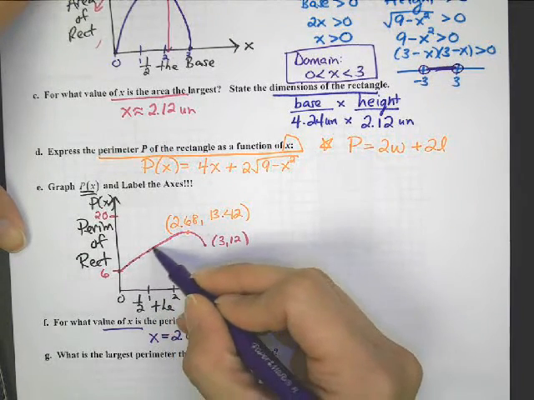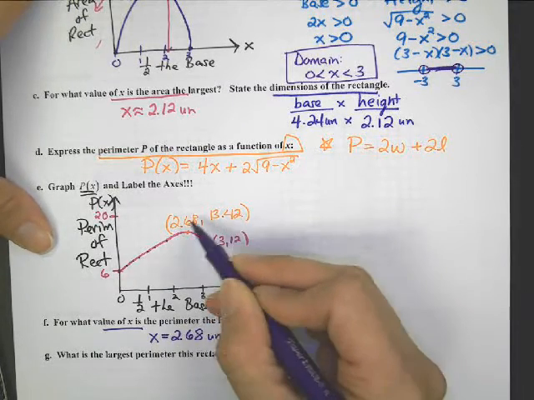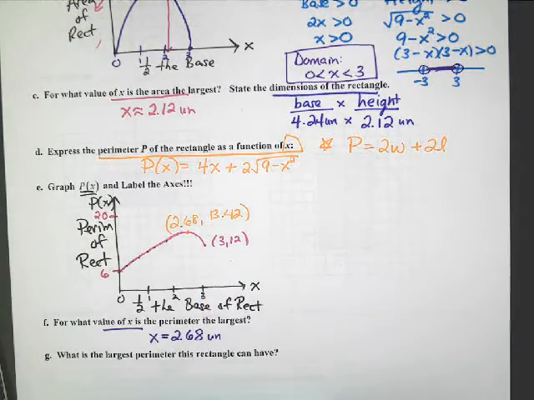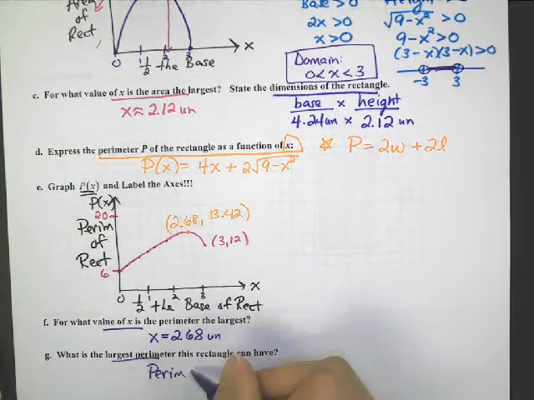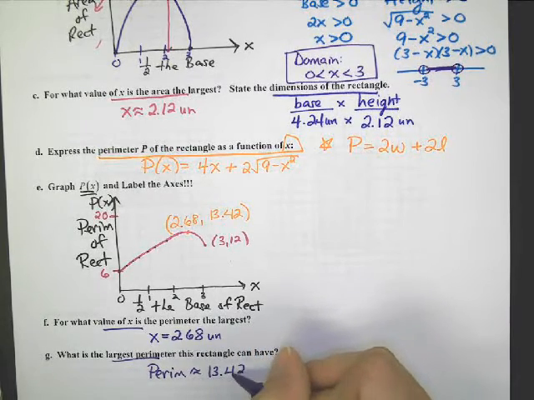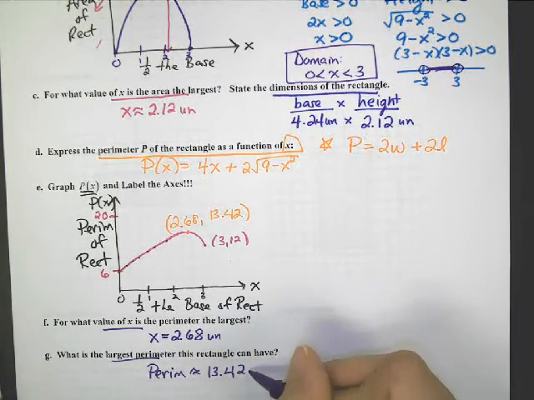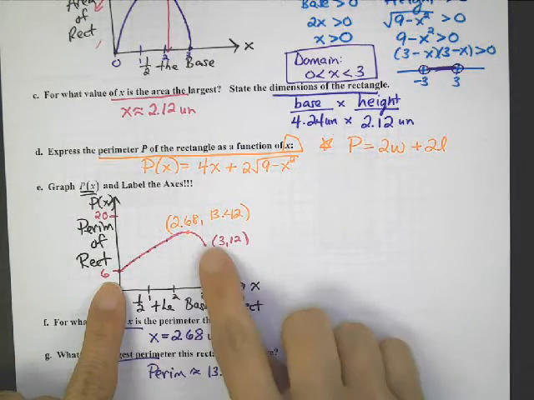Point, point, point, point, point. This is the point that has a perimeter that's the largest. But what x value gives that largest perimeter? And what is the largest perimeter? The largest perimeter is about 13.42, should I say units or units squared? Just units for perimeter. Okay, so make sure you understand what your calculator is saying so that you can draw appropriate graphs.